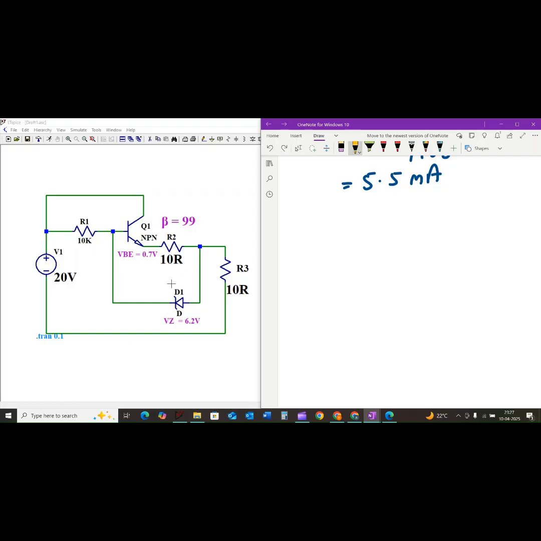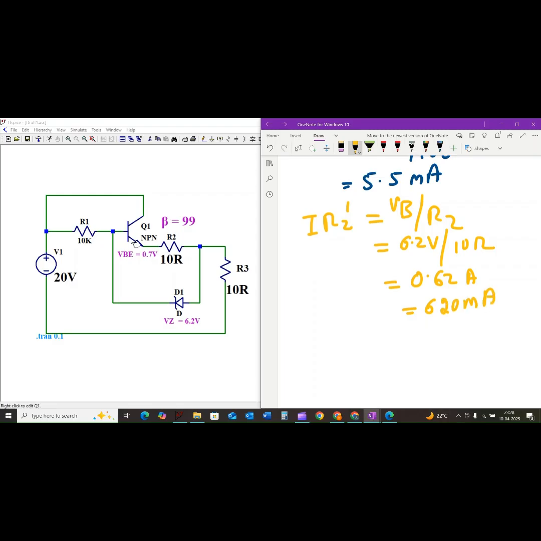The current through the resistor R2, let's call it IR2 dash, would be equal to VB divided by R2, which is equal to 6.2 volt divided by 10 ohm, which is equal to 0.62 amps. Also we can call it 620 milliamps.